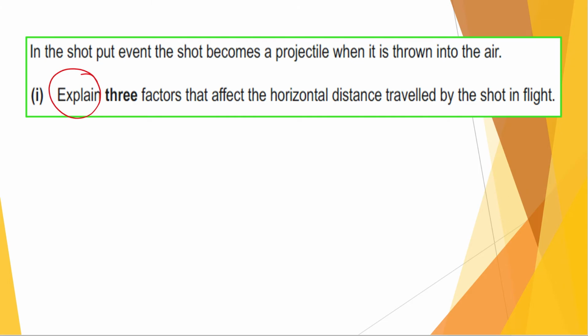So simply saying height of release, speed of release, and angle of release isn't going to be enough in this explain question. You need to say how those factors are going to affect the shot put specifically. So pause the video, 3 marks.